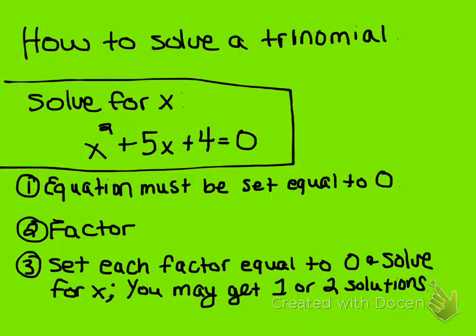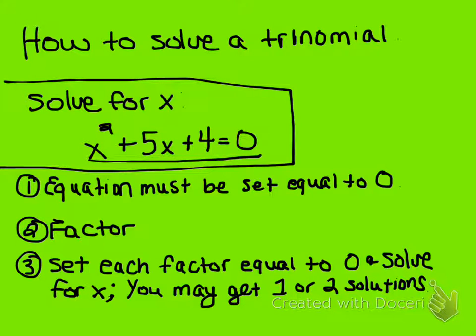So, in order to solve a trinomial, this is solving for x. Your first thing that you must do is make sure that the trinomial, or the equation that you've been given, is set equal to 0. Okay, so you'll see that we have x squared plus 5x plus 4 equals 0. Then you're going to factor the equation. Then you're going to set each factor equal to 0 and solve for x twice. That means that you may get either one or two solutions. So what we're trying to do is find all values of x that will make this equation 0.